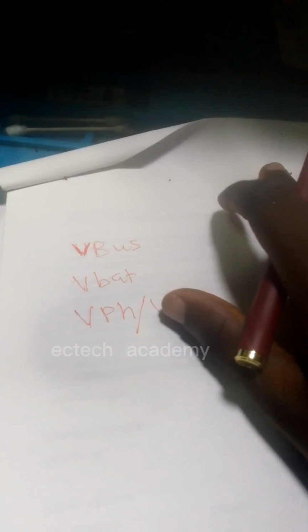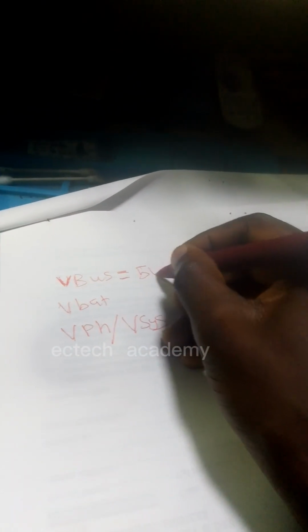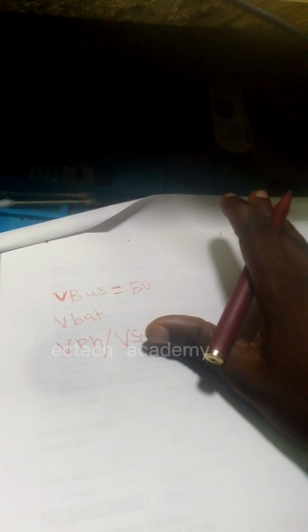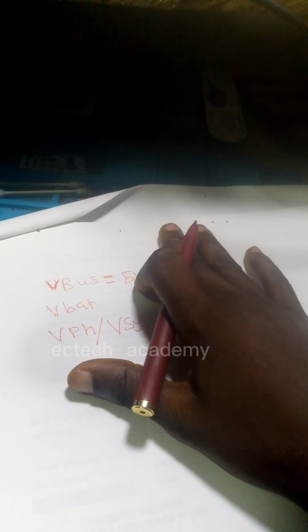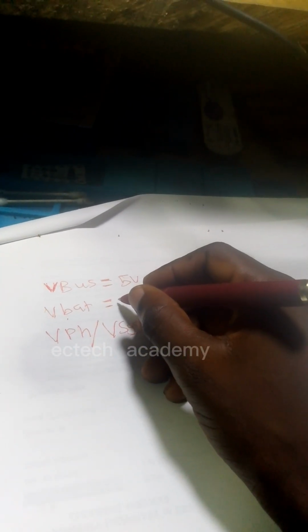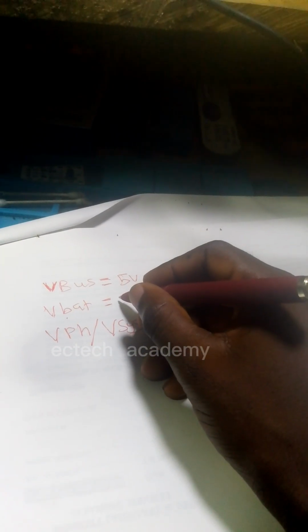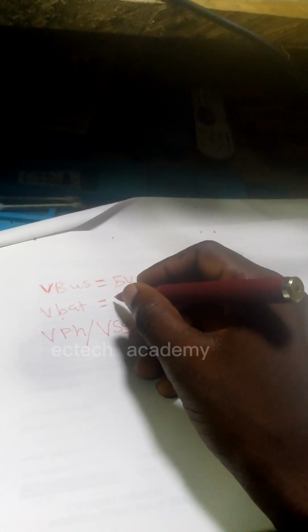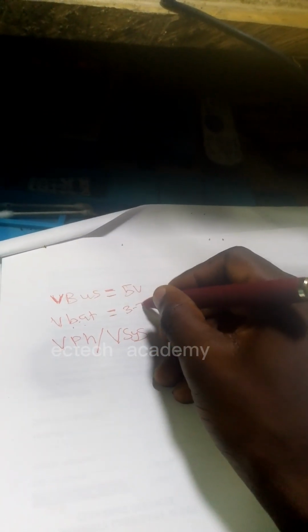When we are talking about VBUS, that's the 5 volts that is coming from your charger. And VBAT, that's the voltage that the charging IC will give out to charge the battery. So just know that this voltage is coming from the charging IC. VBAT is in between 3.7 volts to 4.2 volts.